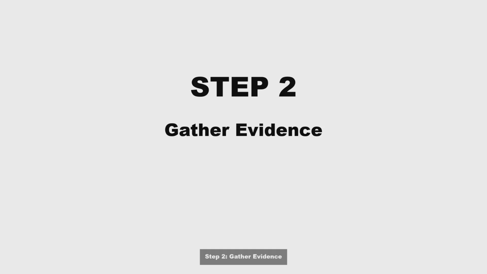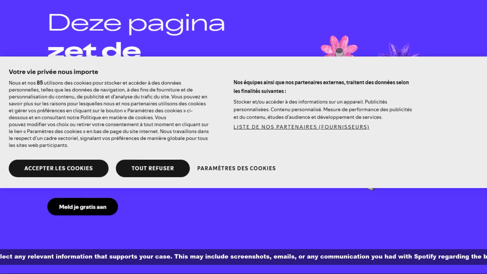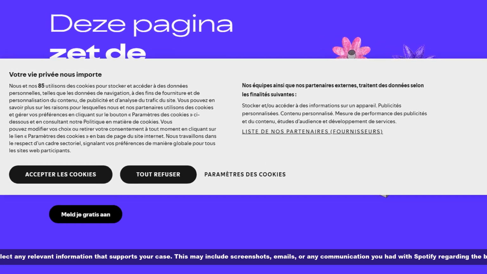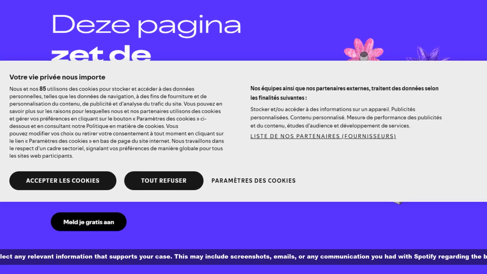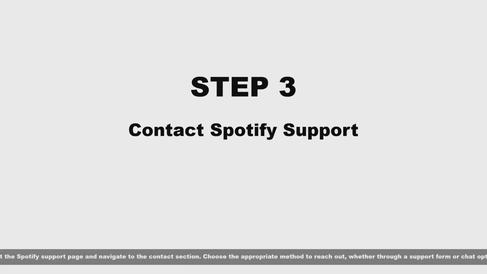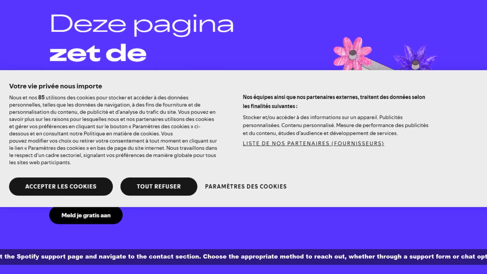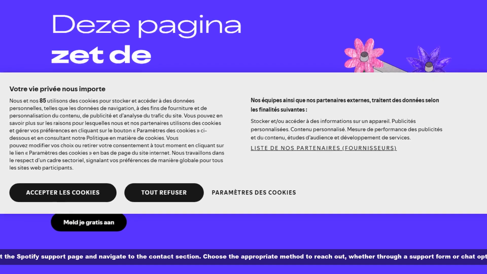Step 2. Gather evidence. Collect any relevant information that supports your case. This may include screenshots, emails, or any communication you had with Spotify regarding the ban. Step 3. Contact Spotify support. Visit the Spotify support page and navigate to the contact section. Choose the appropriate method to reach out, whether through the support form or chat option.